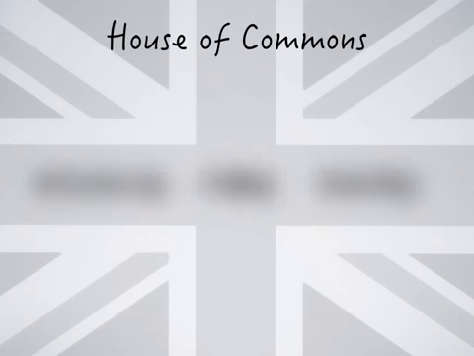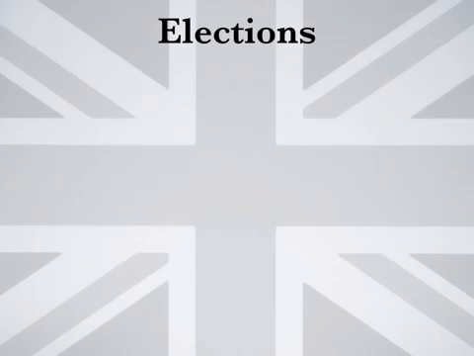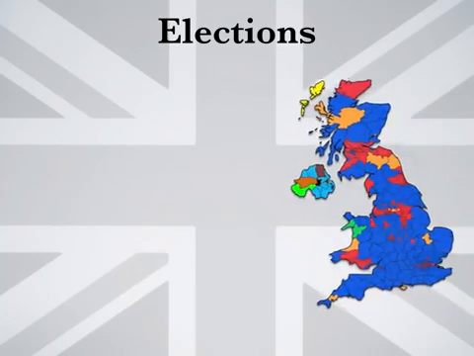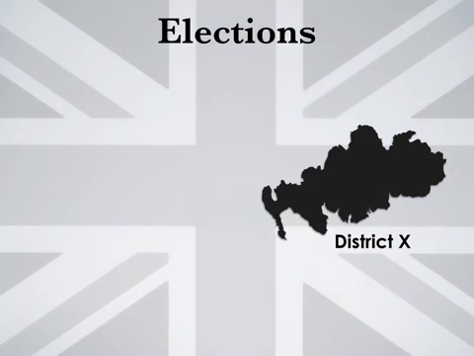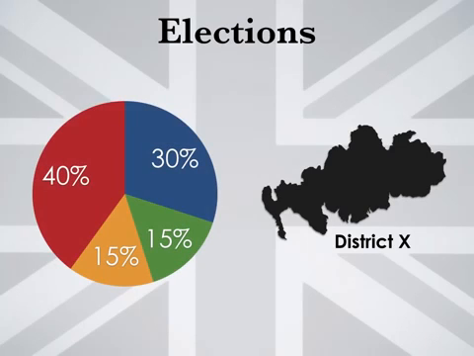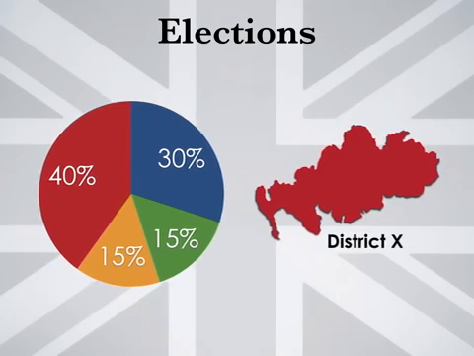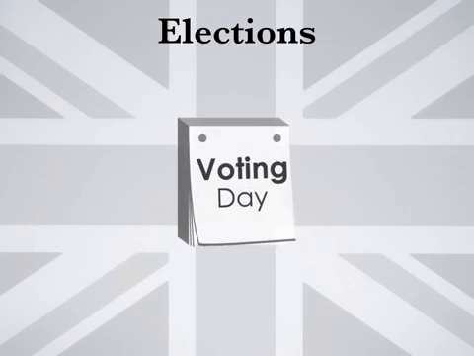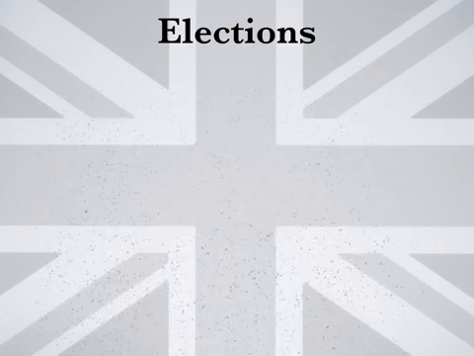So with this much power, how is the House of Commons elected? As mentioned before, each MP represents an electoral district, where they're elected by plurality. This means that to win an election, candidates only need the highest number of votes, but not necessarily a majority. So for example, if Red gets 40% of the vote and the next best candidate gets 30%, Red still wins, even without 51%.